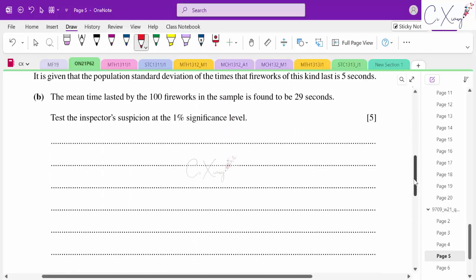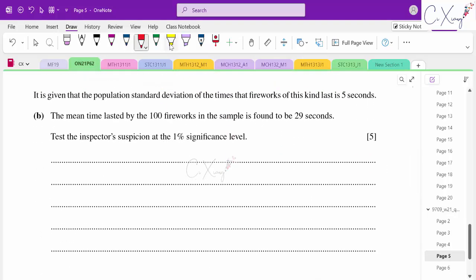It is given that the population standard deviation of the times that the firework of this kind lasts is 5 seconds. Highlight the keyword 5 seconds here. This is the population standard deviation. The mean time lasted by the 100 fireworks in the sample is found to be 29 seconds. Okay, mean time, highlight the keyword mean time, highlight the keyword 100 fireworks.